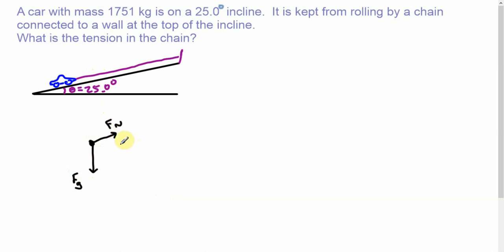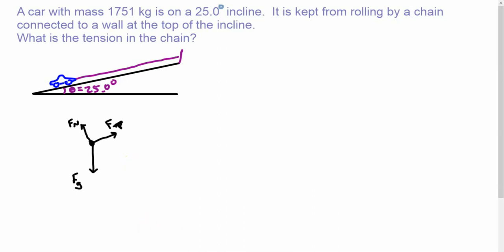And then we also have the normal force, because the car is sitting on a surface. And normal force is always perpendicular to the surface. Oh, I wrote N here because I was thinking normal force. That's the tension force. The normal force is perpendicular, so it's going off, sort of slightly off to the left here. So here are the three forces acting on the car.